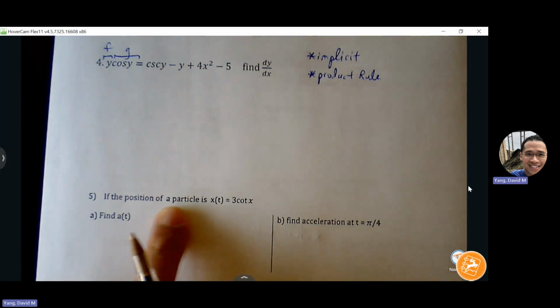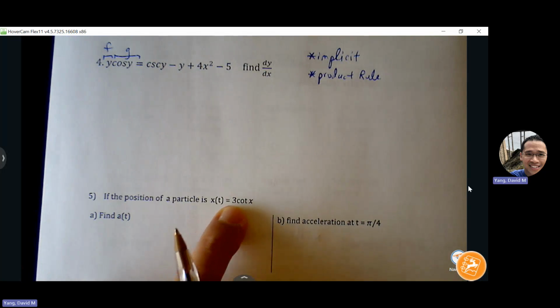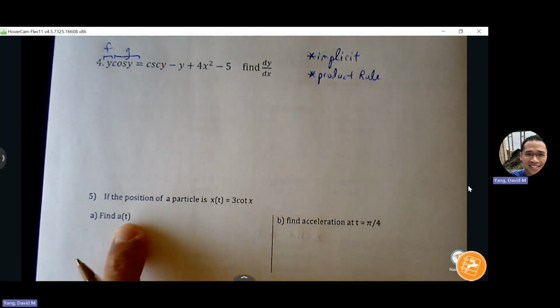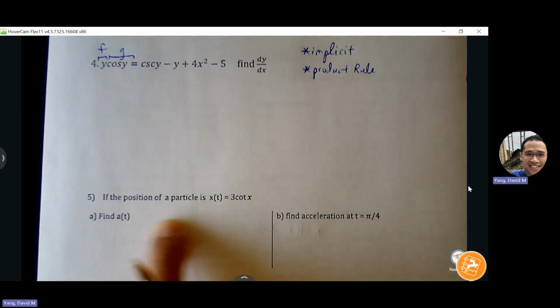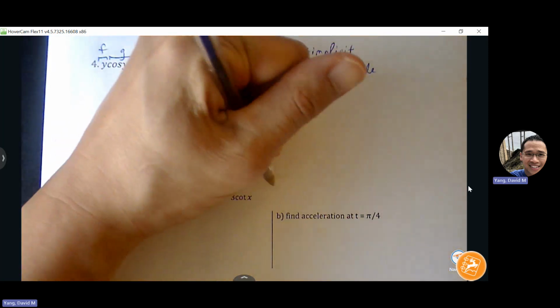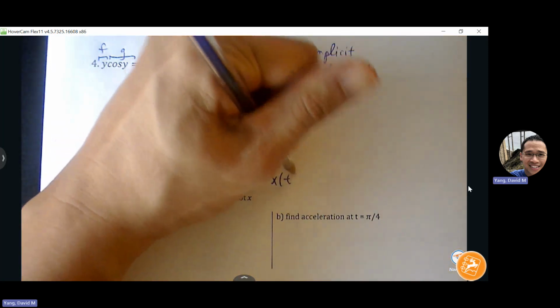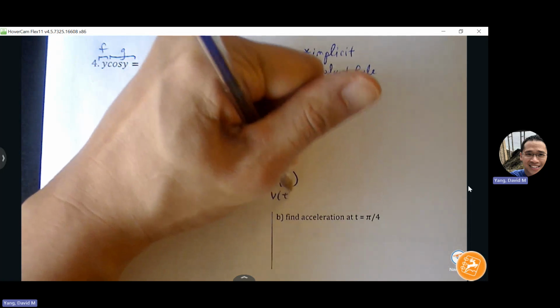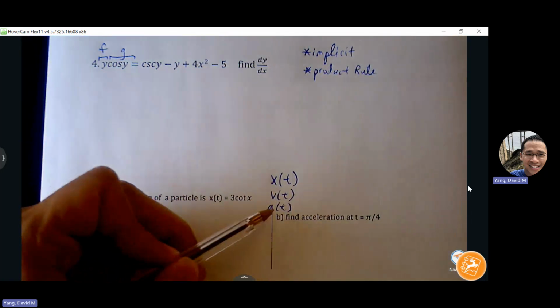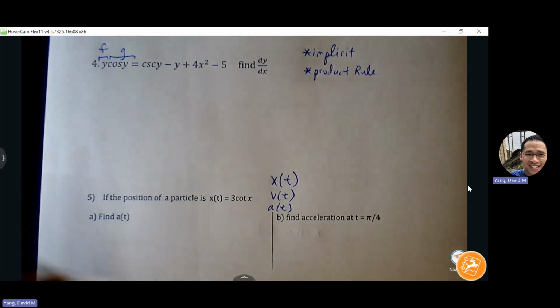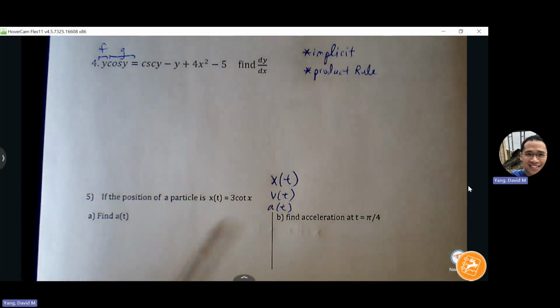Okay, number 5, if position of a particle is x sub t equals 3 cotangent of t, find acceleration. So to get to acceleration, what do we have to do? Second derivative, that's right. So we start with position, and then we go to velocity, and then we go to acceleration, right? These are all one derivative down from each other. So to get from position to acceleration, we have to get down to the second derivative.